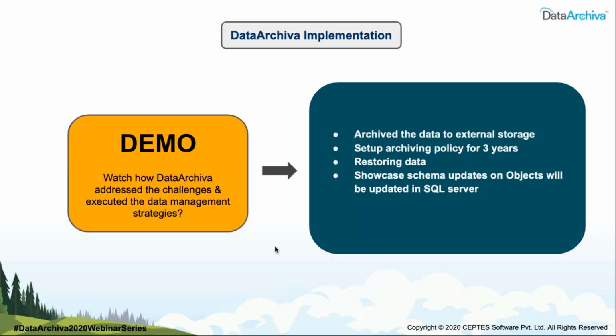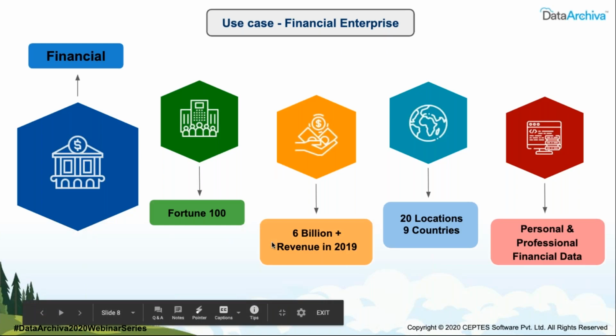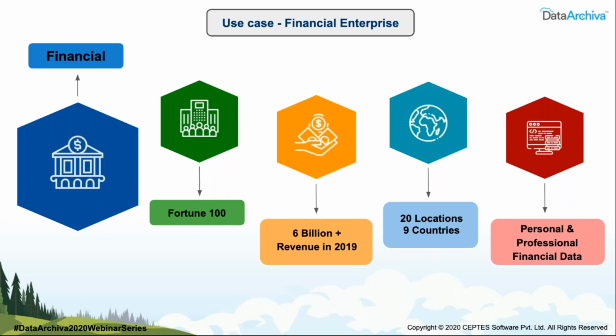All right, so let's talk about one more use case today. This story is related to the financial industry. They're one of the Fortune 500, Fortune 100 companies with operations spread across 9 countries and 20 offices across the globe. They are into managing private and enterprise financial data. They process tons of financial data, and they have to ensure the customer financial information is kept secure all the while. The business itself has 6 billion in revenue, so you can understand the volume of financial transactions that happen on a day-to-day basis, right?